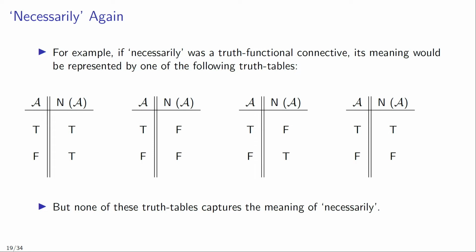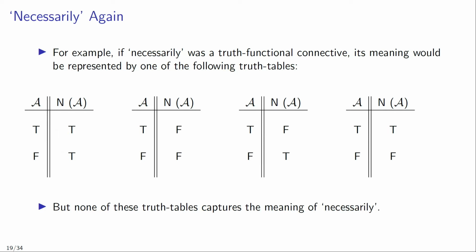So in the first truth table here, we see that it could be that necessarily A is true when A is true, and true when A is false. In the second truth table, we see the claim that necessarily A is false when A is true, and false when A is false. In the third truth table, we see represented the claim that necessarily A is false when A is true, and true when A is false. And in the fourth truth table, we see represented the idea that necessarily A is true when A is true, and false when A is false. So if necessarily was a truth functional connective, these would be the four possible truth tables to represent its meaning.